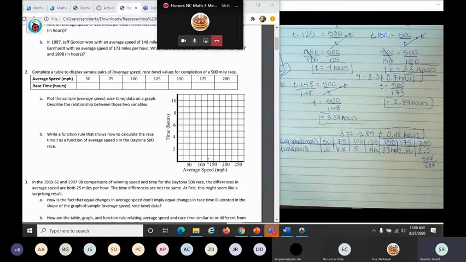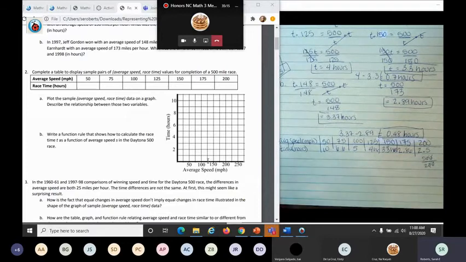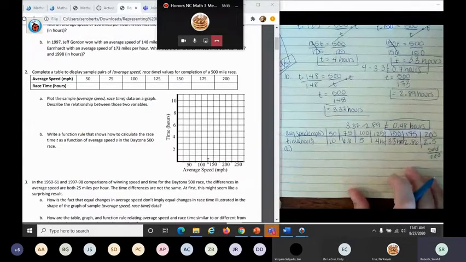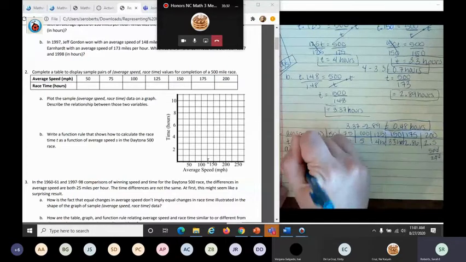Hopefully you got the same answers I did. If you did not, please ask a question real quick. All right, I'm going to assume that means no questions. So in part A, it tells us to fill in that graph with the data points that we just created in that chart. So I'm going to go ahead and fill that in for you guys.